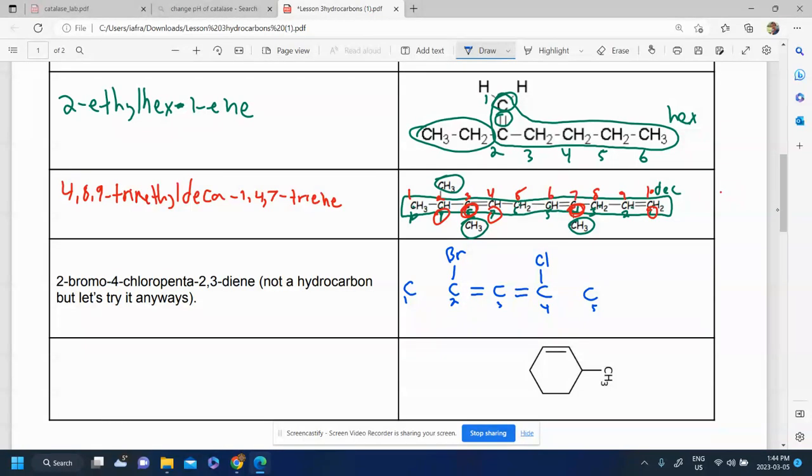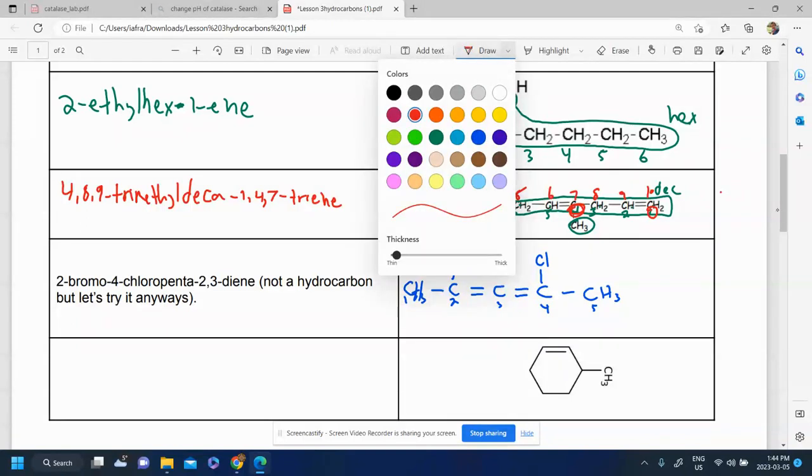And so now we just have to go and plug in our H's. So H3. This already has 4, so we're good. This one has 4, so we're good. This one has 4, so we're good. And then H3. And so this is 2-bromo, 4-chloro, penta 2,3-diene.